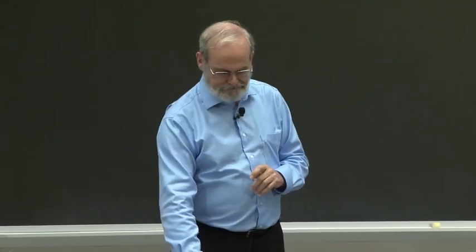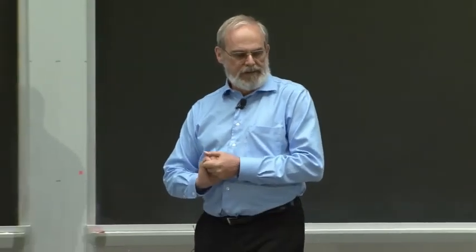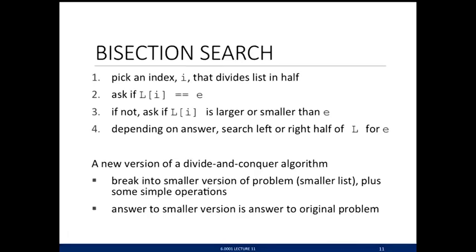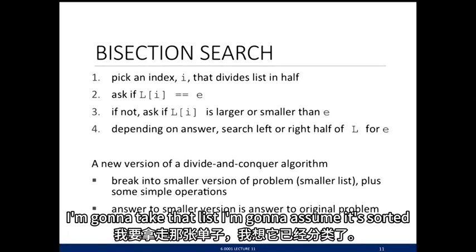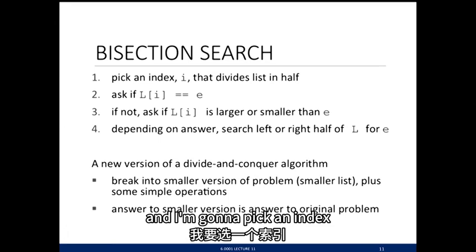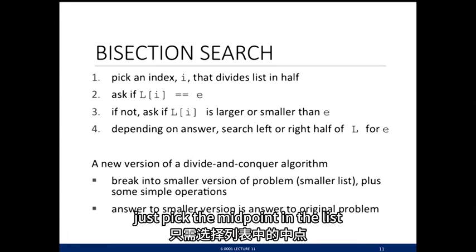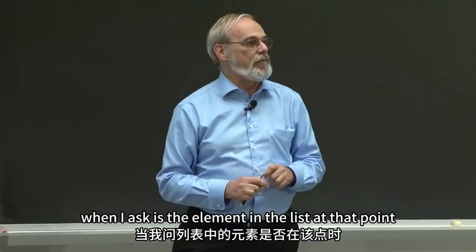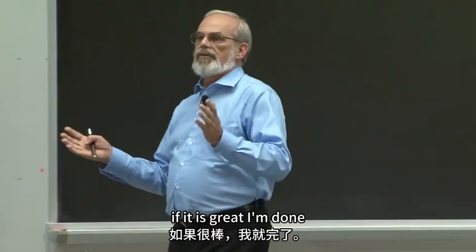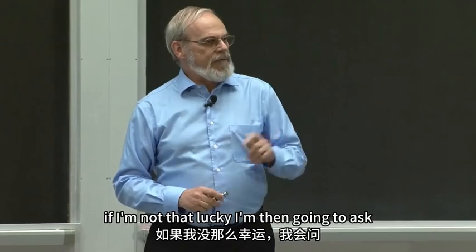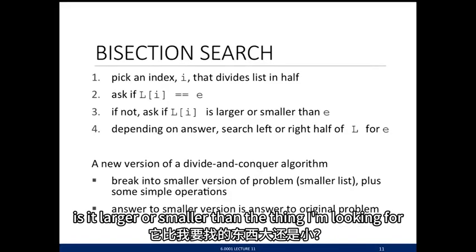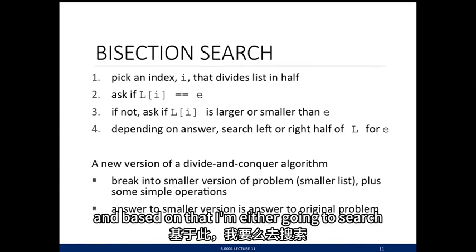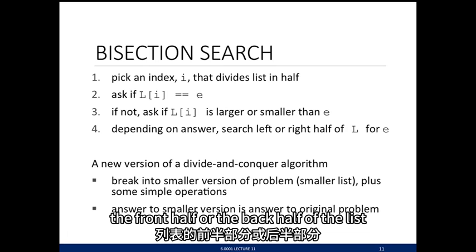Can we do better? And the answer is sure. So here's how we do better. I'm going to take that list, I'm going to assume it's sorted, and I'm going to pick an index that divides the list in half. Just pick the midpoint in the list. And I'm going to check that value. I'm going to ask, is the element in the list at that point the thing I'm looking for? If it is, great, I'm done. If I'm not that lucky, I'm then going to ask, is it larger or smaller than the thing I'm looking for? And based on that, I'm either going to search the front half or the back half of the list.